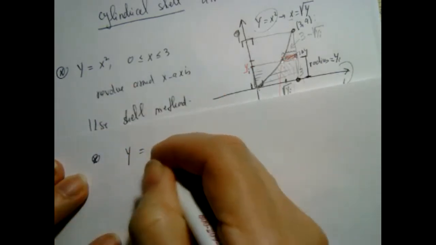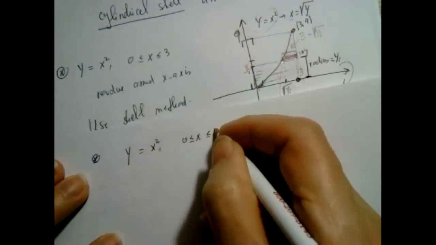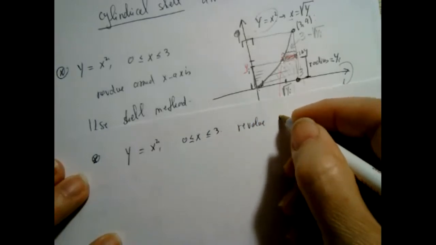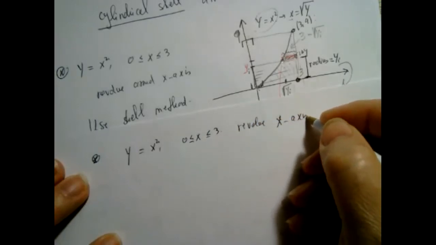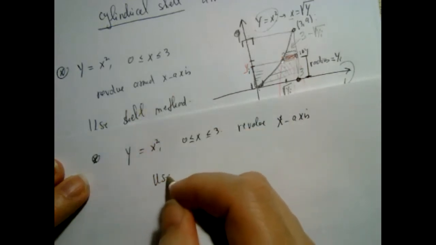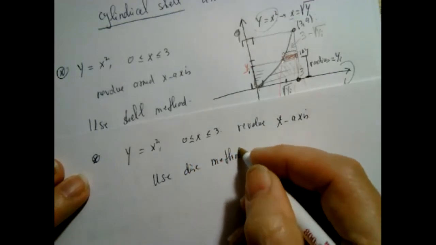So let us remember that. The same region, because I don't want the region to be problematic. Again, revolve around the x-axis. I'm not changing, but this time I'm not going to use the shell method. I'm just going to use the disk method because I think it's easier in this problem. So let's remember how to do the disk method.